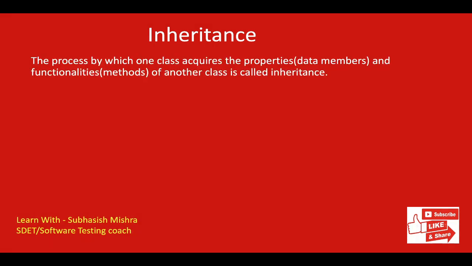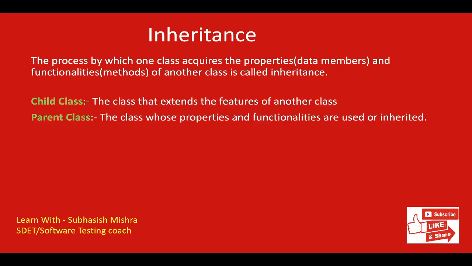The process by which one class acquires the properties or data members and functionalities or methods of another class is called inheritance. Then we have child class and parent class. What is a child class? The class that extends the features of another class is known as a child class. You can also call it a subclass or derived class. Then parent class. The class whose properties and functionalities are used or inherited by another class is known as a parent class. You can call that a superclass also, base class also.